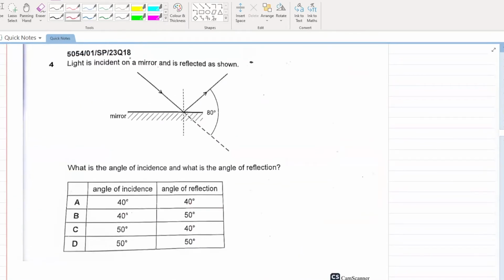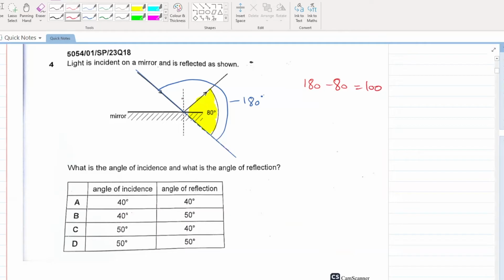Let's look at this. Light is incident on a mirror and is reflected as shown. I don't know whether you can visualize this or not, but if you closely see here, this is a line. An angle on a straight line, the complete angle on a straight line, is equal to 180 degrees. And you know this portion is equal to 80 degrees, and this portion is also equal to 80 degrees. What will be the remaining portion? 180 minus 80 degrees is equal to 100 degrees.